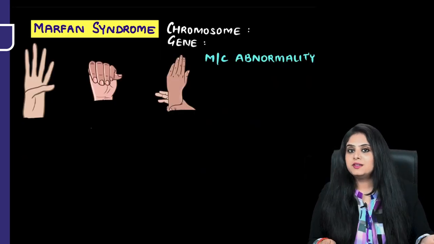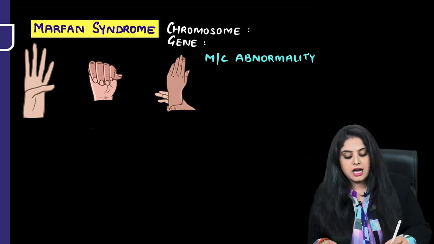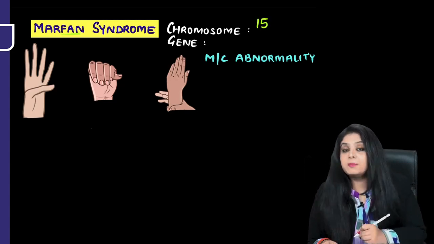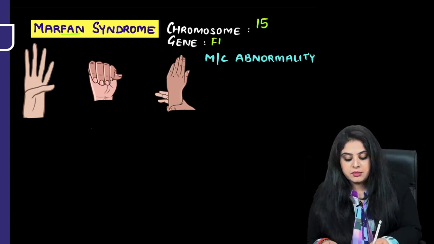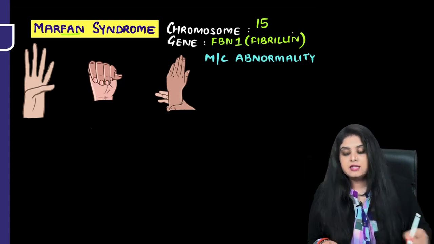Let's begin with the images of the genetics chapter. The first image in front of you is of Marfan syndrome. First, I want all of you to tell me which chromosome Marfan syndrome affects. I hope you remember chromosome number 15 and the gene is FBN1. What is FBN? It means the problem is in the fibrillin protein that is going to be happening over here.